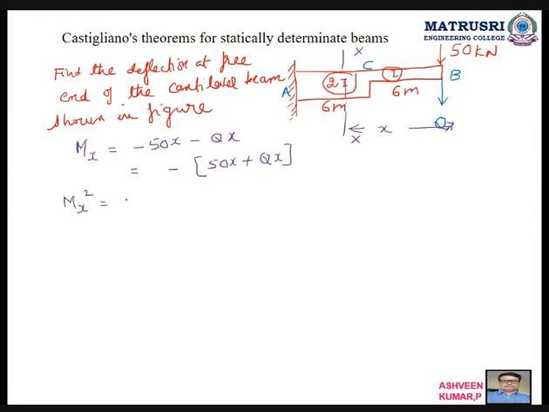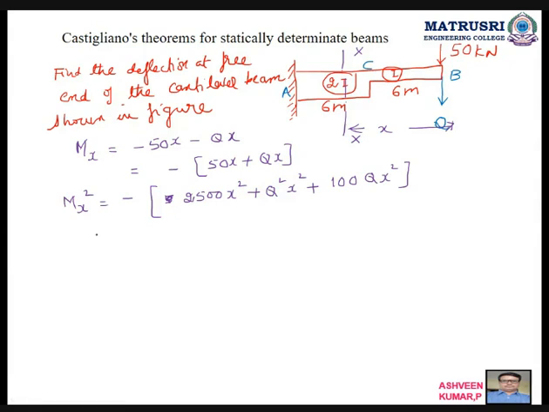Mx square is equal to, I am going to use the (a plus b) whole square formula. So 50 into 50, how much here? 2500 x square plus Q square x square plus 2 into 50, 100 Q x square. This is our Mx. Any doubts, please?